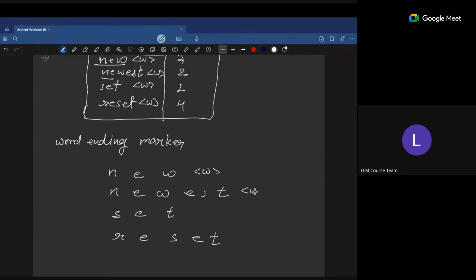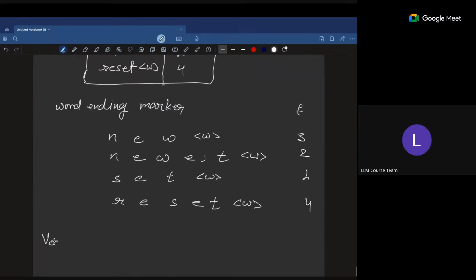So these all characters become my vocabulary. Okay. And here I'm keeping count as well because those counts will be needed. So 3, 2, 1, 4. So the very first vocabulary that we create here is just the unique characters or unique bytes.